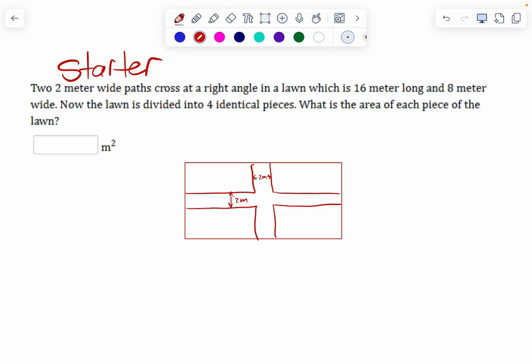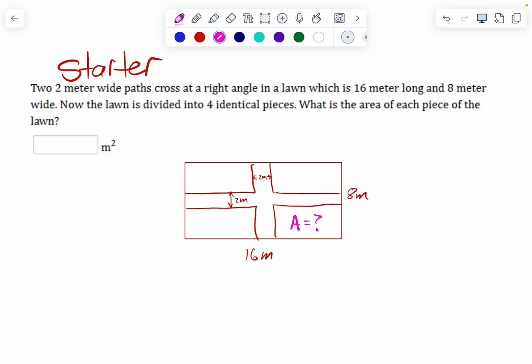Any questions on your picture? Okay. And it says what is the area of each piece of the lawn. So let me get this labeled at 16 meters by 8 meters. And so we want like maybe the area of just this piece.